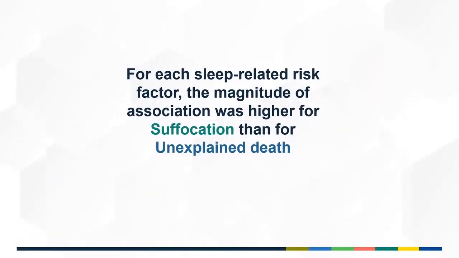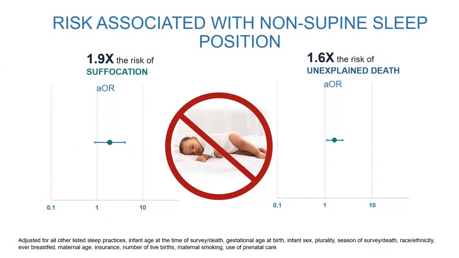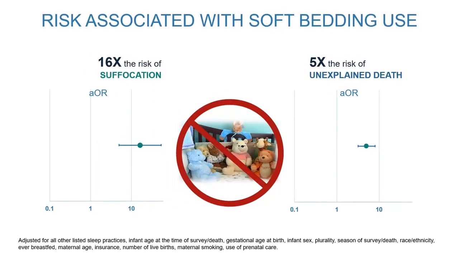We found that after adjustment for the demographic and maternal factors, the magnitudes of risk for suffocation and unexplained deaths differed. Non-supine sleep was associated with 1.9 times the risk of suffocation and 1.6 times the risk of unexplained death. Soft bedding use was associated with 16 times the risk of suffocation and 5 times the risk of unexplained death. We had a fairly large confidence interval for the estimate of suffocation risk, and it did overlap with the confidence interval for unexplained death.